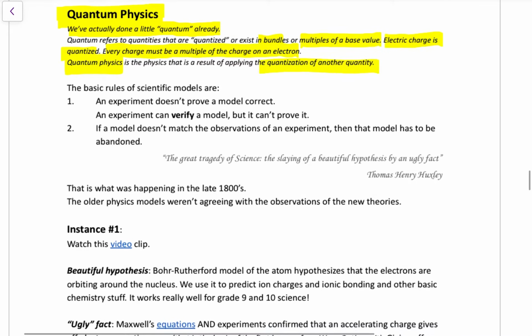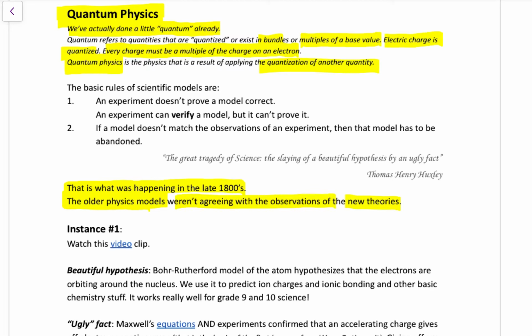Basically, there were a lot of weird things going on in the late 1800s. There was all this new physics being developed, and new math, and new ideas, and new experiments, based on math becoming more sophisticated as time progressed, and experimental procedures becoming more sophisticated as time progressed. So these older physics models, which in hindsight were kind of simple and based off really simple experiments, weren't agreeing with the observations of the new theory.